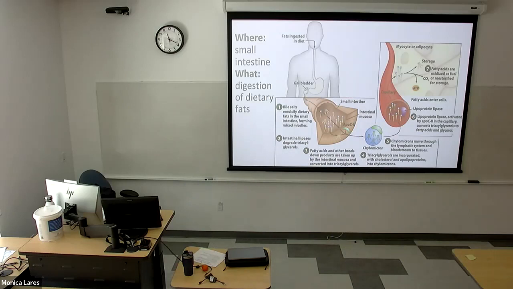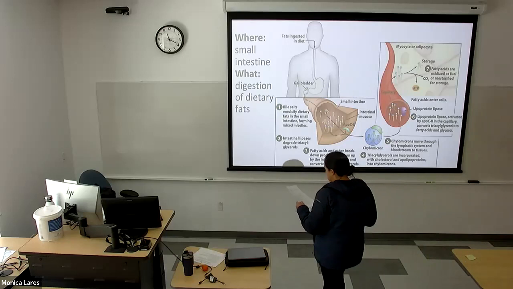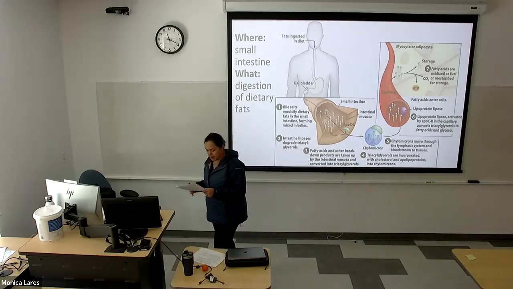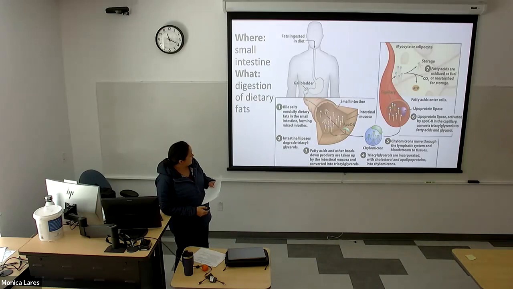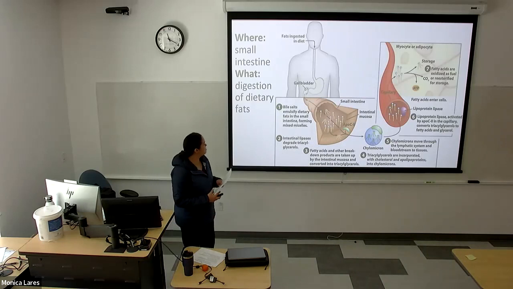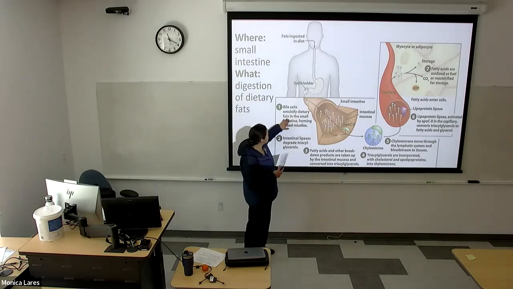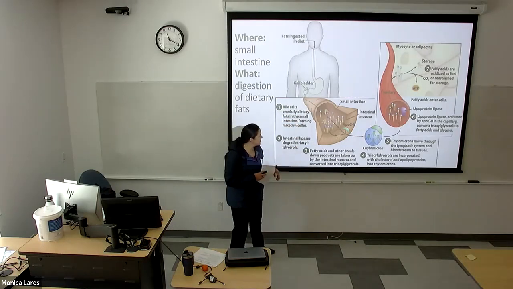So again, digestion of the fats begins in the small intestine, okay? This is where cholesterol is important, okay? Cholesterol makes bile salts. And bile salts have a non-polar tail with a polar head group. So these bile salts, okay, can emulsify dietary fats in the small intestine, forming mixed micelles, okay?